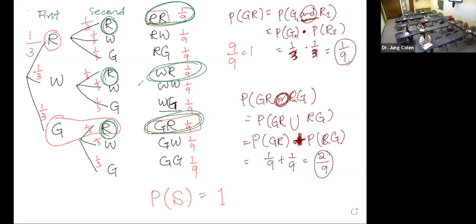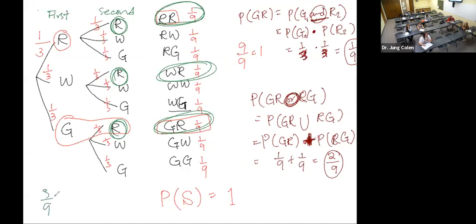It's an "or" situation, because we are drawing twice, right? So we can have RR, or we can have WR, or we can have GR. So for this case, you need to add them together. So 19 plus 19 plus 19 is 3/9. 3/9, you can simplify that as 1/3. I divide them both by 3. So not bad, right? Okay. Any question? No?